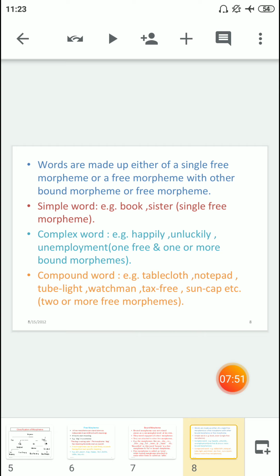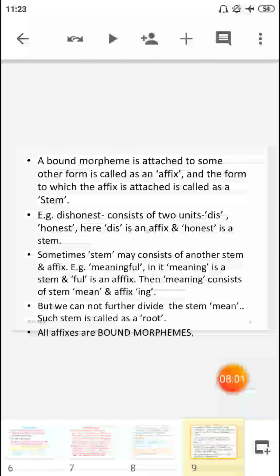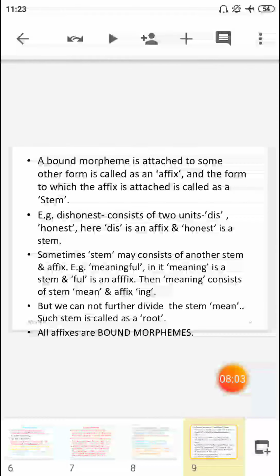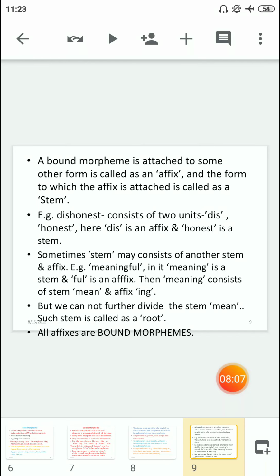My dear friends, in a complex word we have a free morpheme and a bound morpheme. In a compound word we have two or three free morphemes coming together. A bound morpheme attached to some other form is called an affix, and the form to which the affix is attached is called a stem.